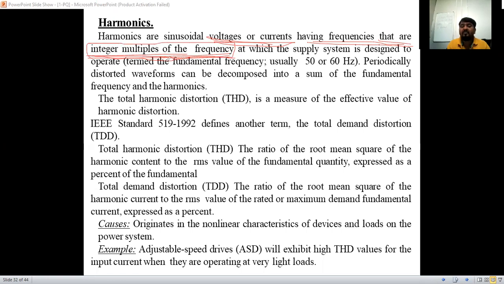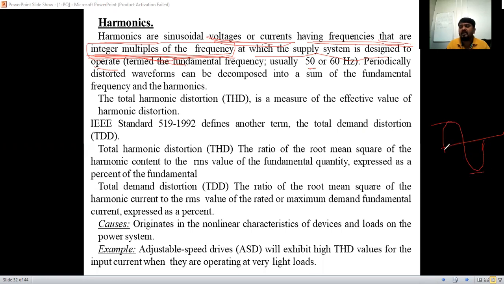So integer multiples of the frequency at which the supply system is designed to operate, the fundamental frequency, actually 50 to 60 hertz. If it is operating at more than that or less than that, then we are going to call that harmonics. For 50 hertz, it is going to get some number of cycles, but because of this, we get the same magnitude.